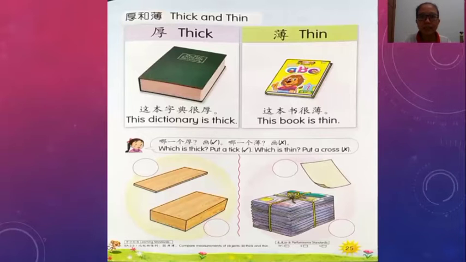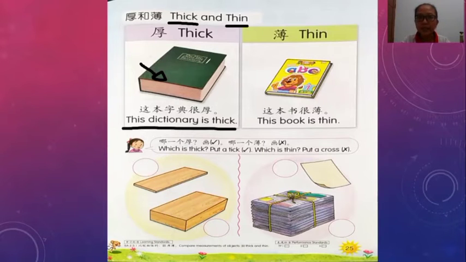Okay, now thick, T-H-I-C-K, thick, tebal, right? And thin, T-H-I-N, thin, tipis. Now, we'll see down here, have the example of thick, that's a dictionary, okay, kamus. Kalian bisa lihat di sana, sangat tebal, right? This dictionary is thick. Kamus ini sangat tebal, okay? And different is thin, T-H-I-N, thin, tipis.